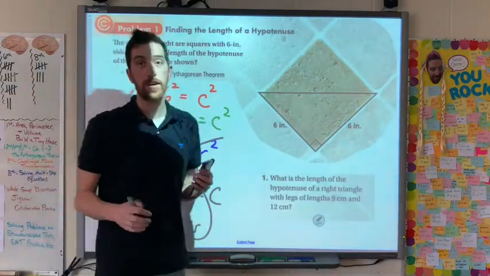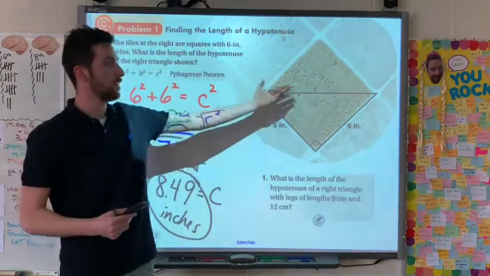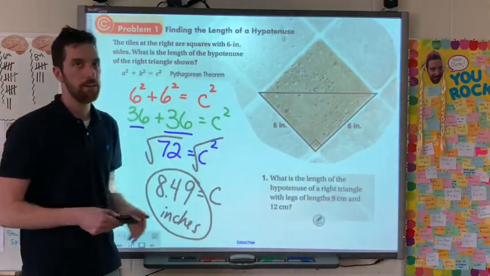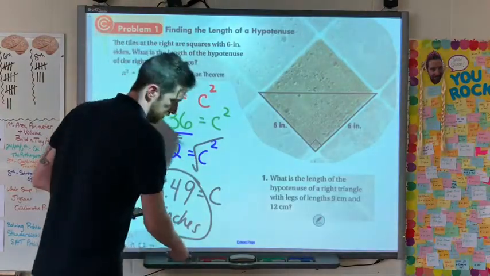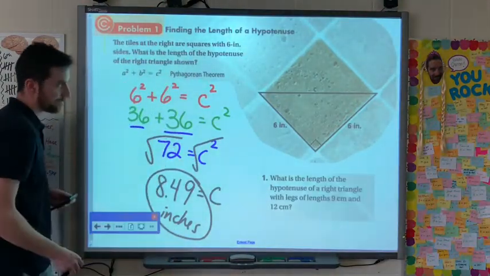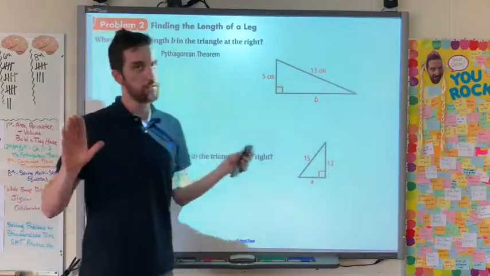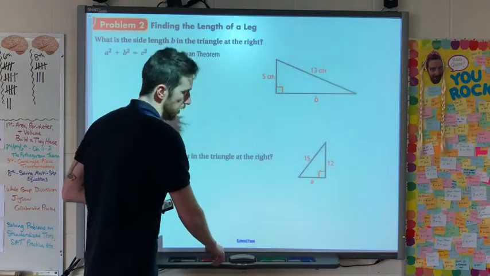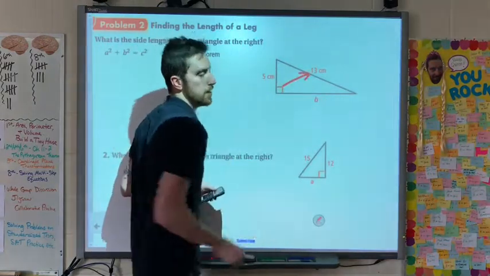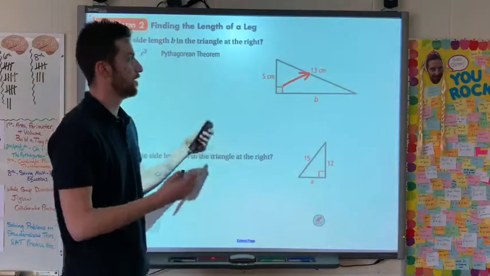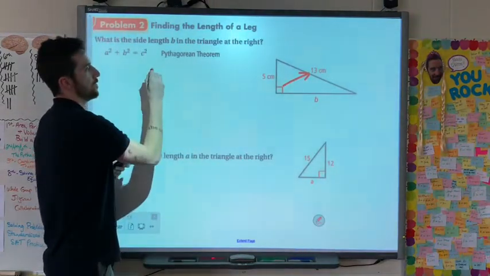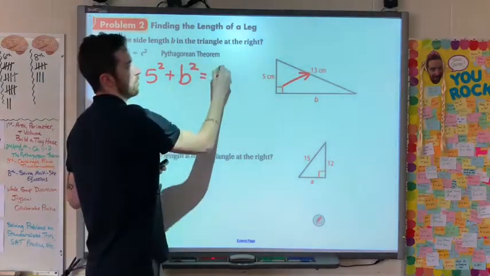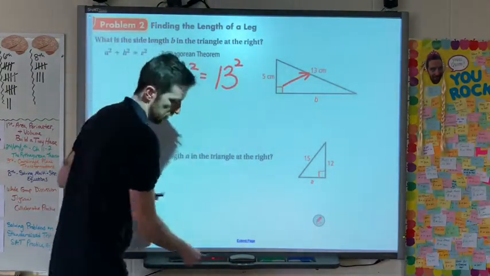So, if you're finding the hypotenuse, you square each of the sides, add them together, and then square root that. Now we're going to try one where we're finding one of the legs. First thing you always have to figure out is which side is the hypotenuse. Again, it is across from that right angle. On this one, 13 will be our hypotenuse. So our legs are 5 and b. We can say 5 squared plus b squared equals our hypotenuse squared.